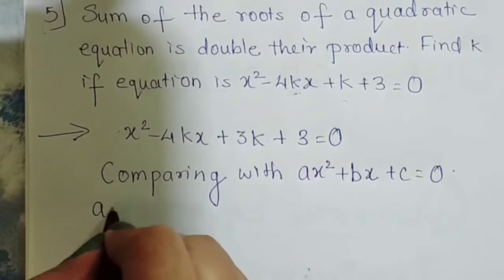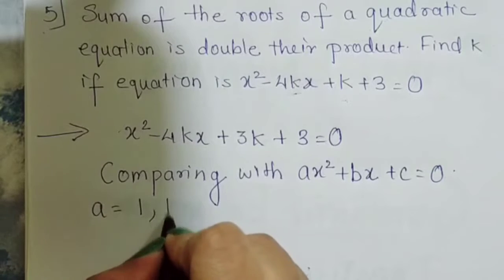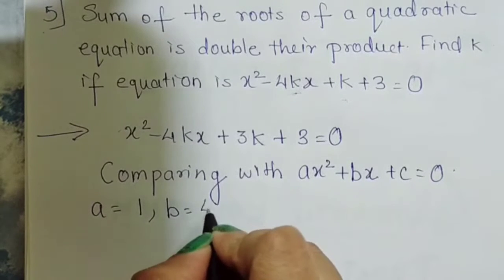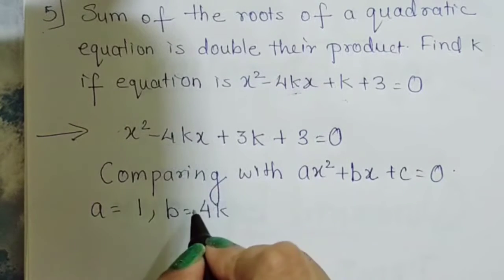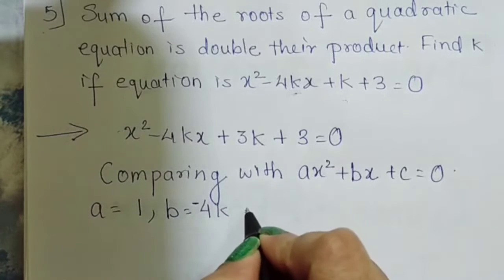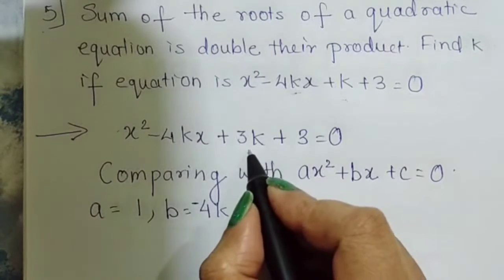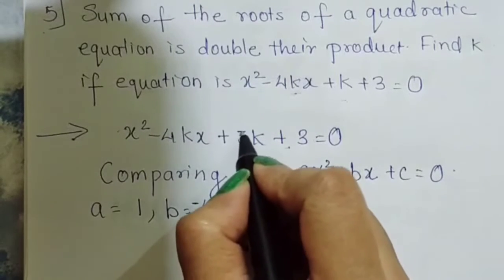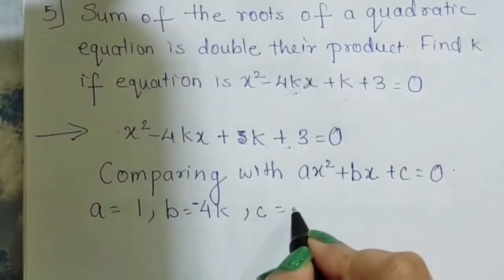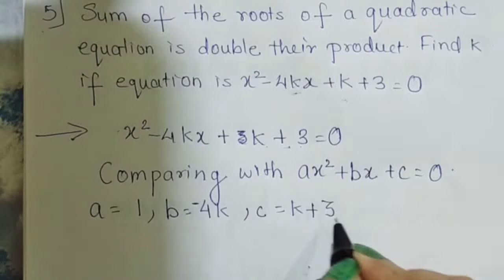Here a value is what? 1. b value is minus 4k and c value is, it's not 3, it's k plus 3. k plus 3.